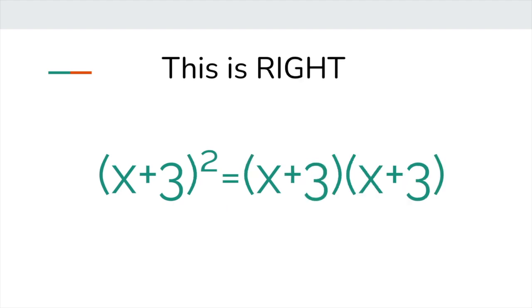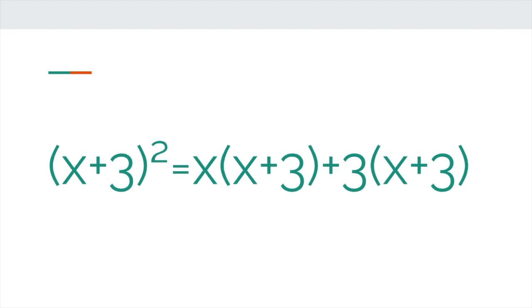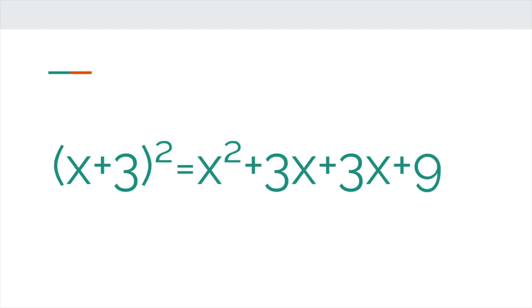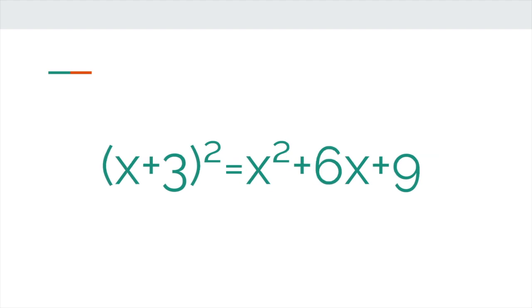You have to multiply x plus 3 by x plus 3, which is the same as multiplying x by x plus 3, and then adding that onto 3 by x plus 3. Doing this gives us x squared plus 3x and 3x plus 9. And when we add them together, we get x squared plus 6x plus 9.